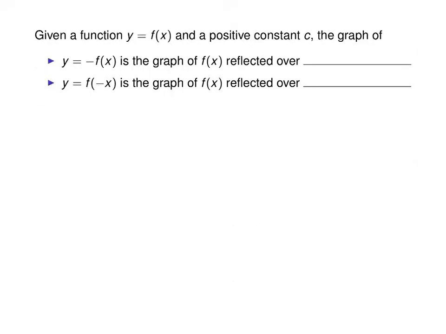So in summary, if you have negative f of x, this is the graph of f of x reflected over the, I think that's wrong, x-axis. I take all my positive y's and make them negative y's, right? That does this flipping thing. And f equals f of negative x is the graph of f of x reflected over the y-axis. Okay.